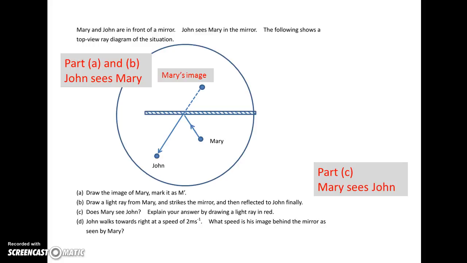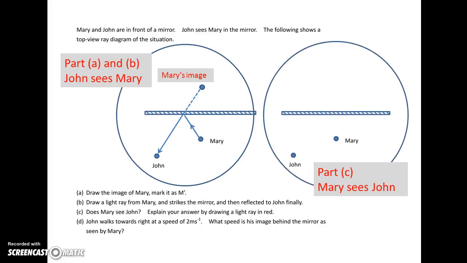What about part C? Mary sees John. You have to draw another diagram, and this time you have to draw John's image. Draw the virtual ray, reflected ray, and then finish it with the incident ray.